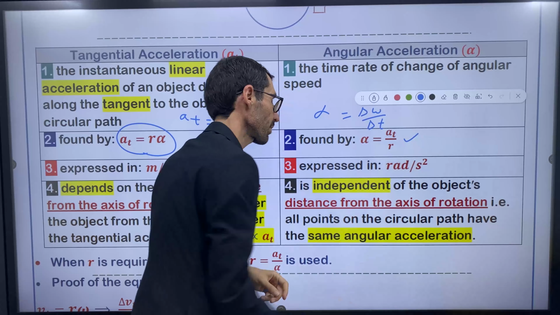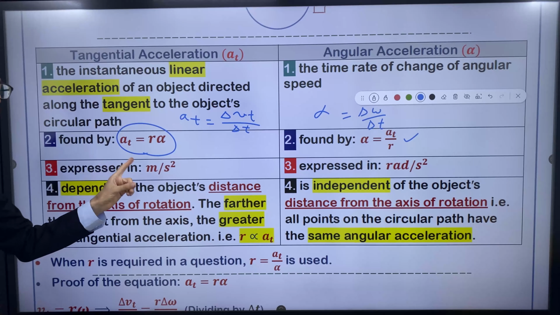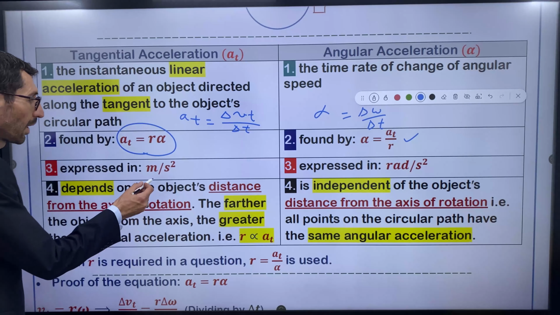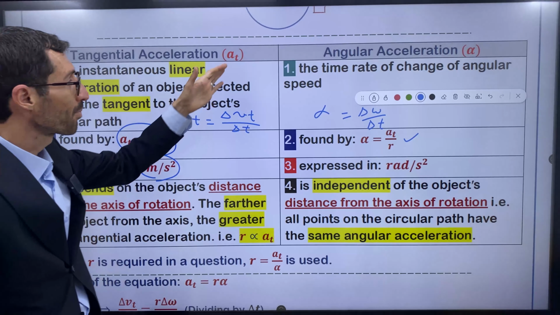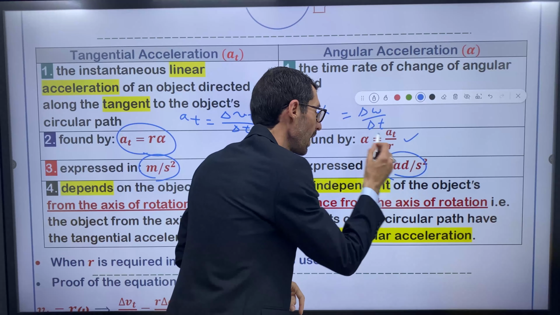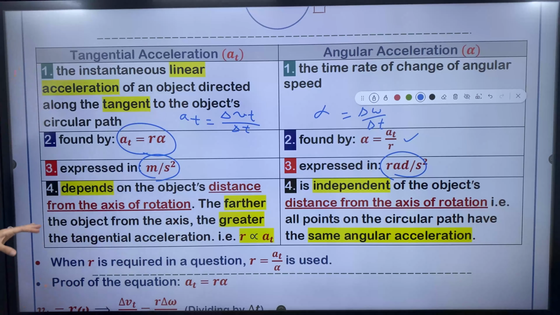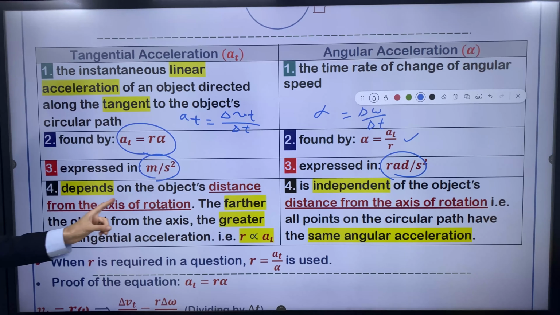Number 3, tangential acceleration, or AT, is expressed in meter per second square, because it's a linear quantity. Angular acceleration is expressed in rad per second square because it's a rotational quantity. Number 4, tangential acceleration, or AT, depends on the object's distance from the axis of rotation. What does it mean?